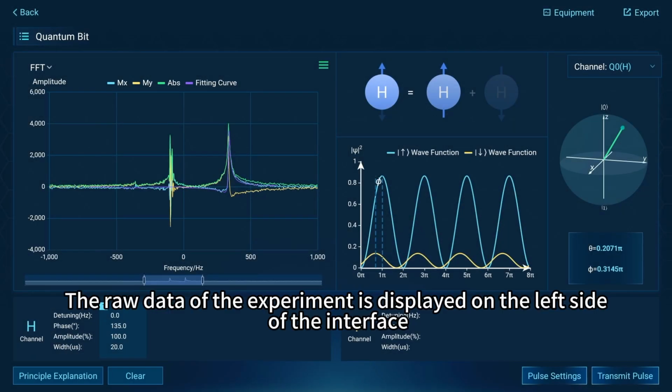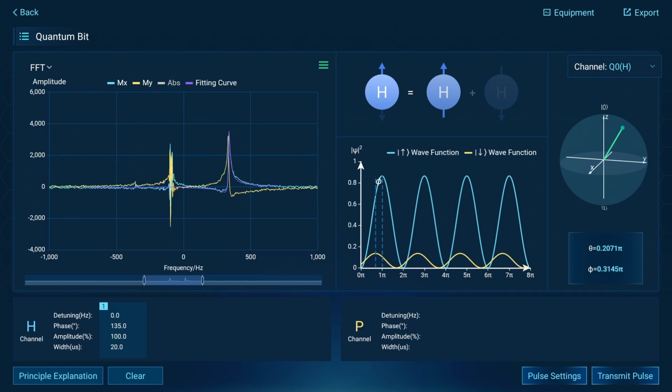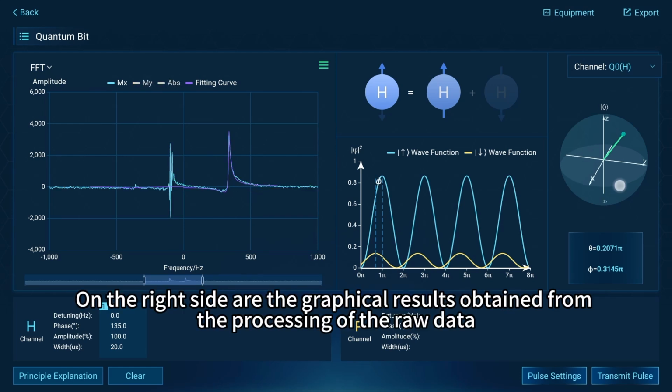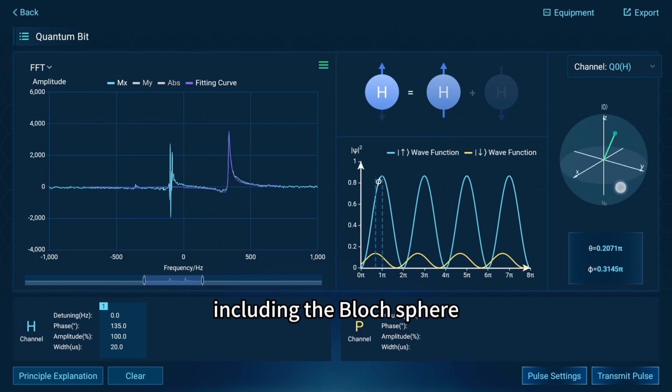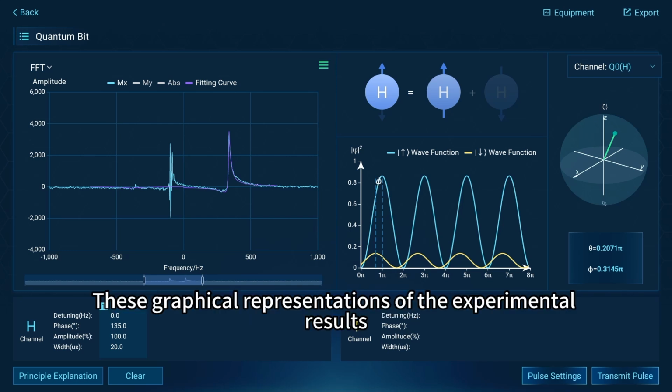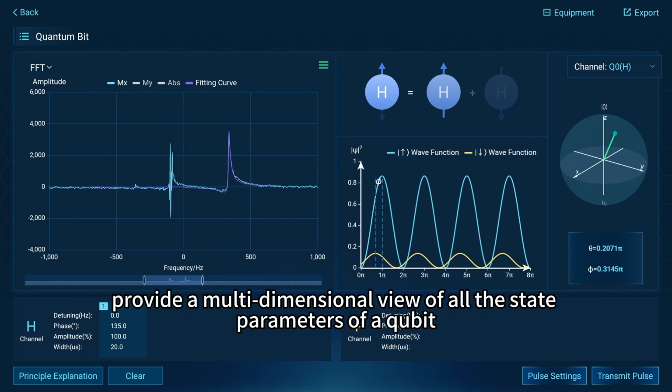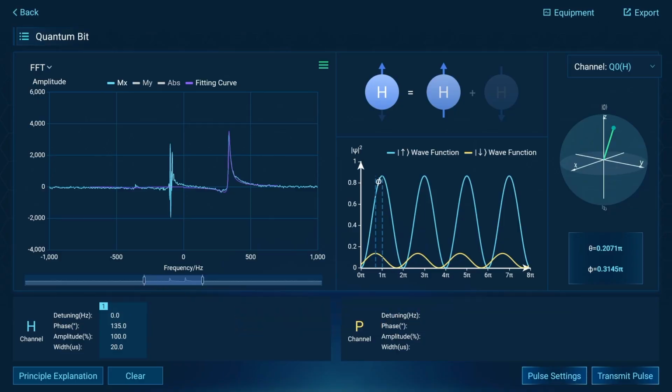The raw data of the experiment is displayed on the left side of the interface. On the right side are the graphical results obtained from the processing of the raw data, including the Bloch sphere, the nucleus superposition schema, and the wave function-related graphs. These graphical representations of the experimental results provide a multidimensional view of all the state parameters of a qubit.